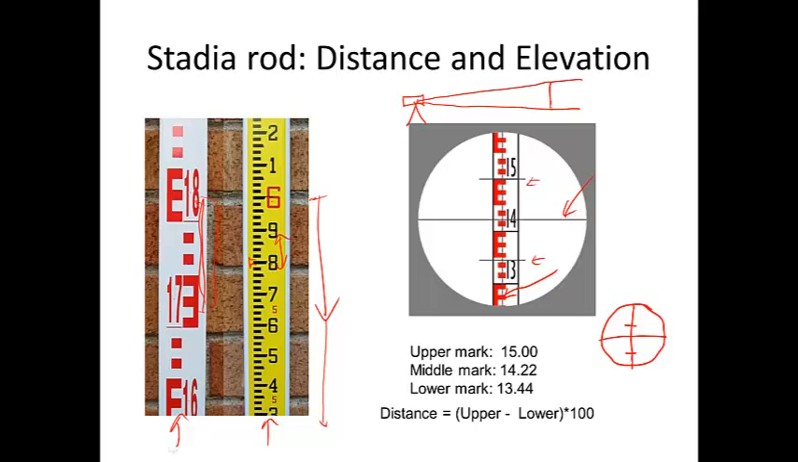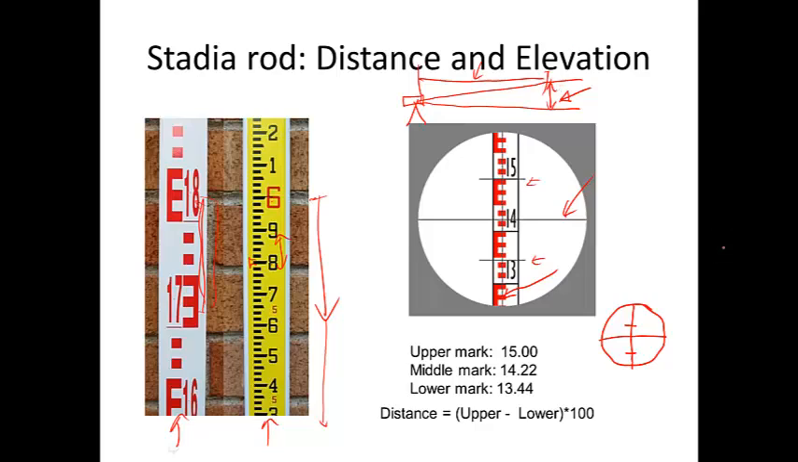So the ratio of this distance to this distance is 1%. And what that means is if we know what this distance is, then we can determine this distance here, the distance that the target is away from us.